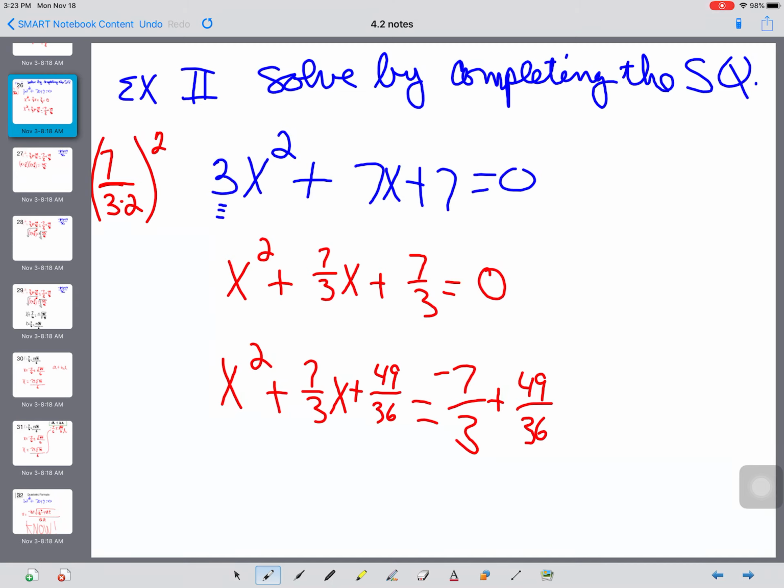Do not do this as a decimal. It will be incredibly harder. Do it as fractions, and I will give you one that it's going to look like this. Do it as a fraction. So, added 49/36, added 49/36.